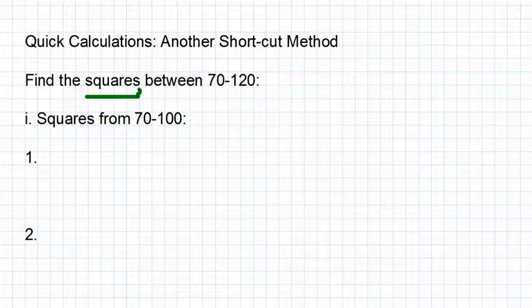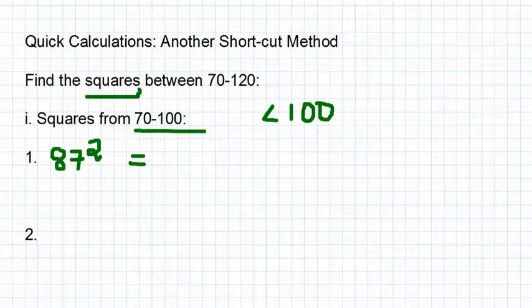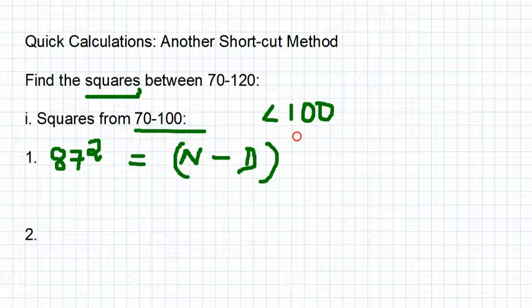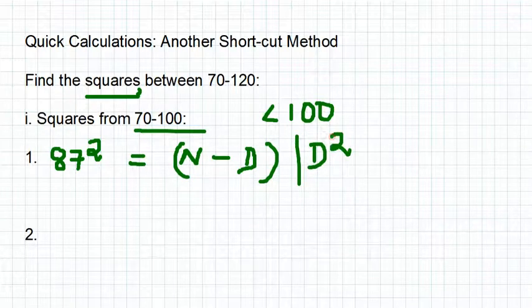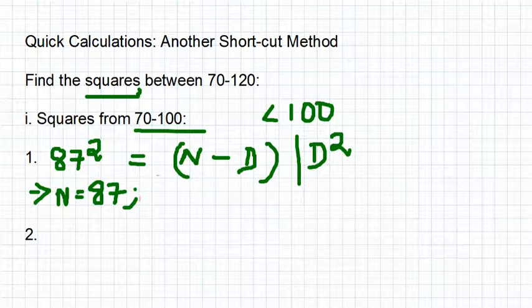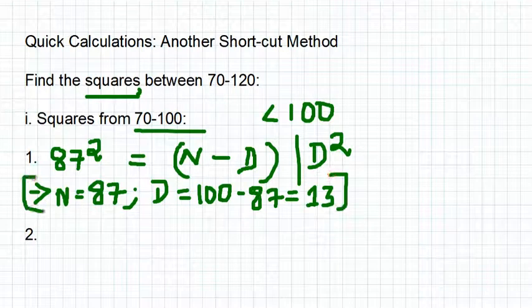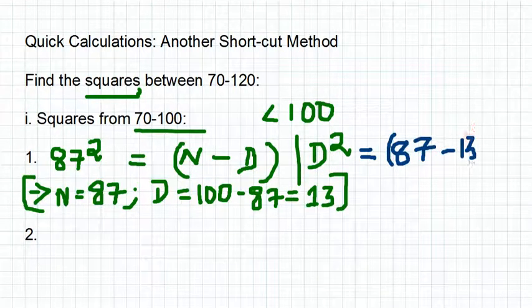In this session, let us see how to find squares between 70 to 120. That is, for numbers less than 100, we will check how to find the squares. Here is the general form: n minus d, take a pause, d square. D is the difference. N is the original number. The difference is 100 minus the original number.